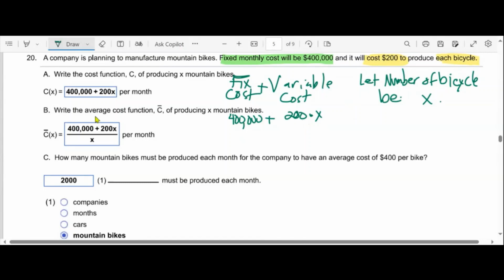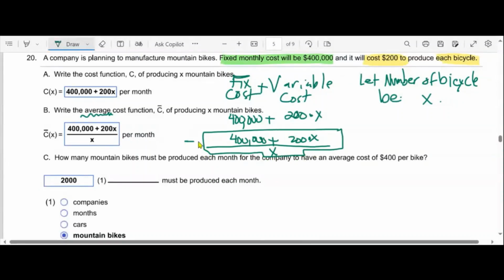Yes. Now, if you want to find the average, you have to take this and divide it by what? X. Yes, by the number of bikes that you're going to be selling or manufacturing. Is this clear? Yes.